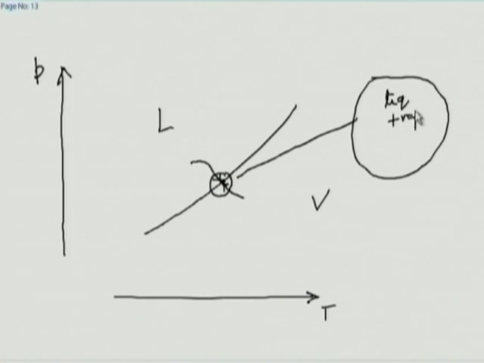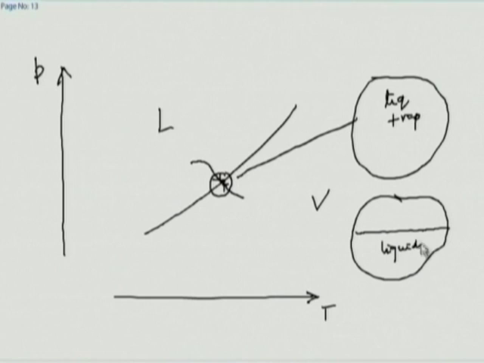And you know, we will always be under the influence of gravity, however low. So if you look at it, the thing will look something like this. You will have liquid and you will have vapor in equilibrium with each other. So, both of these will have the same pressure and same temperature.